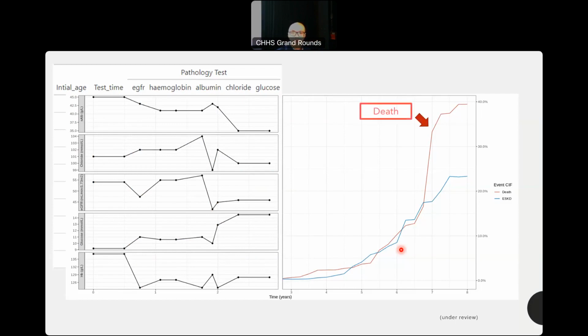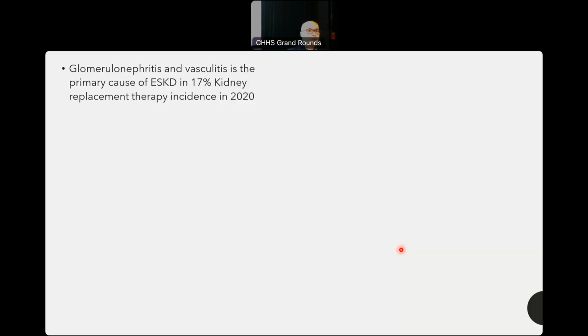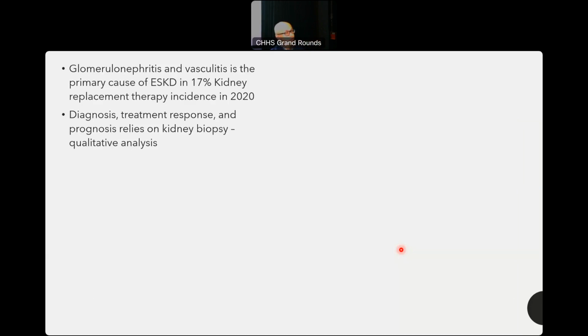So, shifting gear to a different project. This is a collaborative project with anatomical pathology led by Dr. Mitali Fadia. I also have medical students helping me in these projects in the room as well. Glomerulonephritis and vasculitis remain one of the most common causes of end-stage kidney disease, and the diagnosis, treatment response, and prognosis rely heavily on kidney biopsy. That makes medical kidney biopsy interpretation a challenging diagnostic tool.